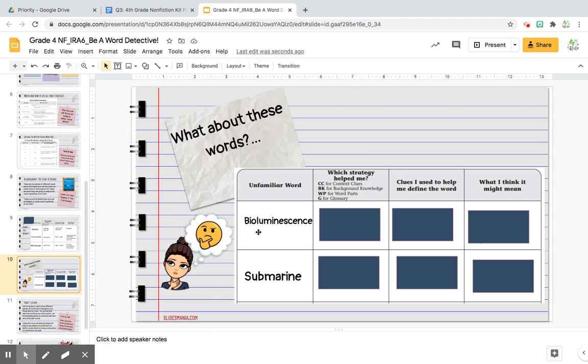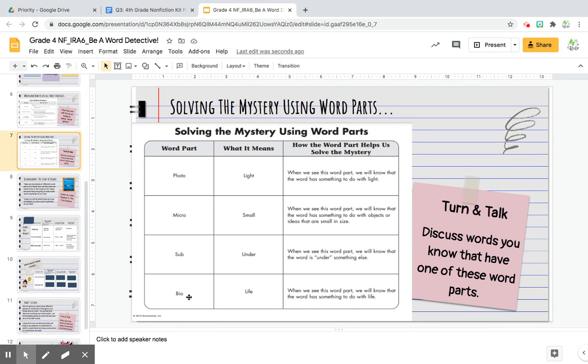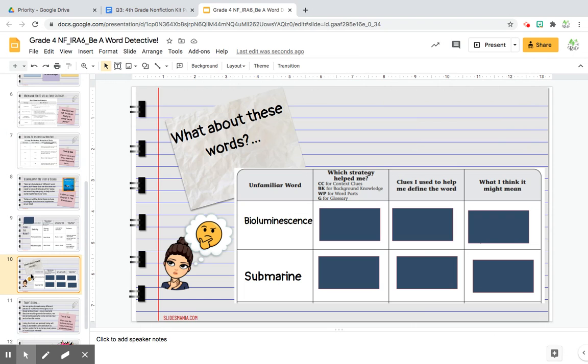I have bioluminescence. Bioluminescence. So if I look at those breakdowns here, bio I know means light. Let's see if we can figure this one out together. Bioluminescence. I'll flip over to that page here as we listen to that word.